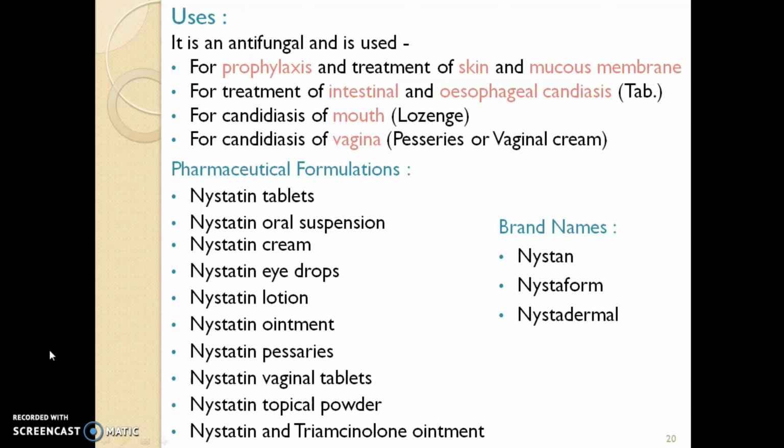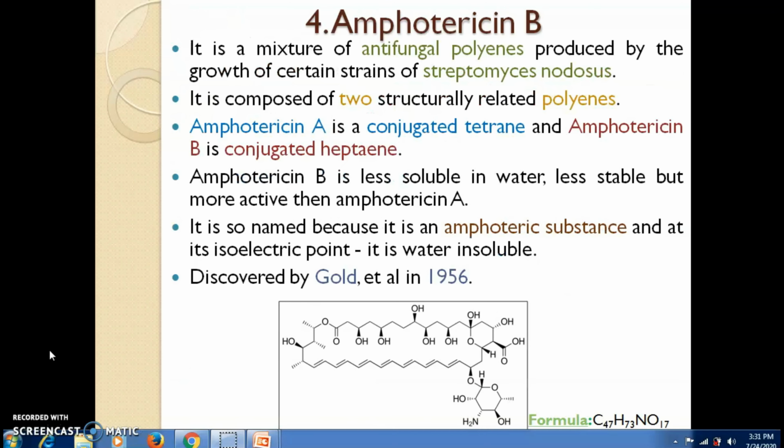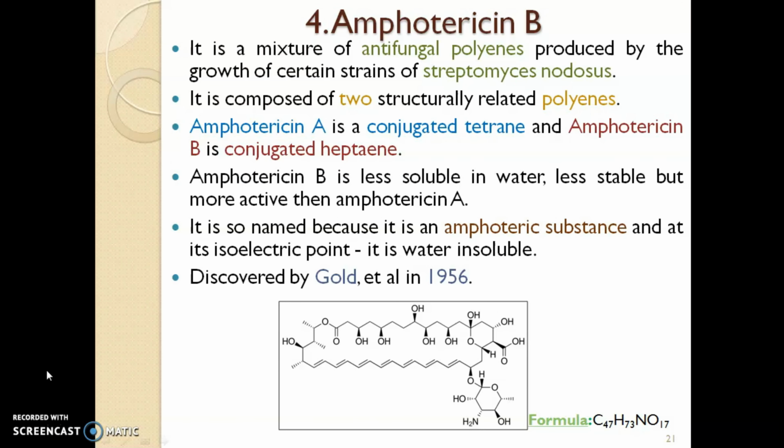Next drug is amphotericin B. This drug is also a mixture of antifungal polyenes, and this drug is produced and isolated from Streptomyces nodosus. Structurally, this compound has two structurally related polyenes, that are tetraene and heptaene. Amphotericin A is conjugated tetraene and amphotericin B is conjugated heptaene. It is so named because it is an amphoteric substance.